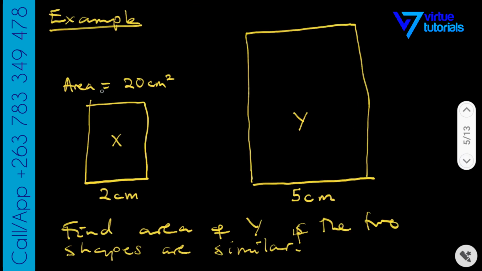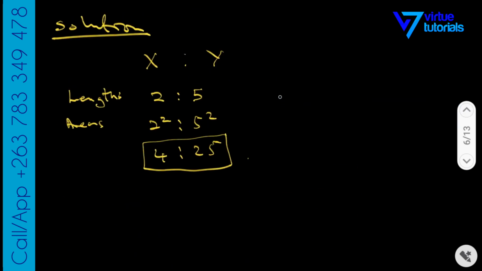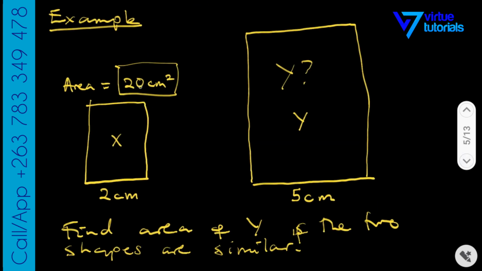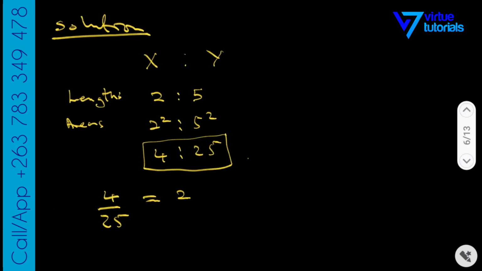Now, the area for x is 20 centimeters squared, but we don't know the area for y. But we do know that 4 over 25, which is the first ratio, is equal to this second ratio, 20 over y. Once we get here, we can simply solve this now.